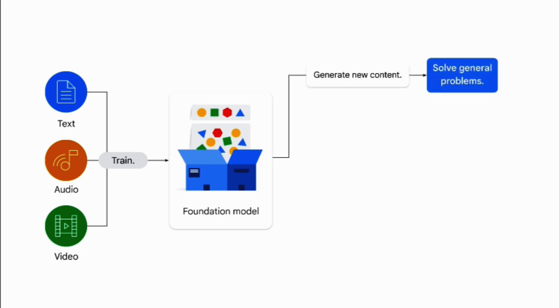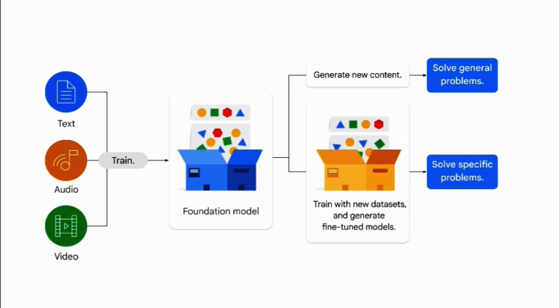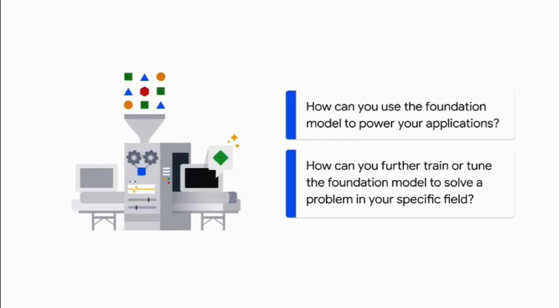The foundation model can then be used to generate content and solve general problems, such as content extraction and document summarization. It can also be trained further with new data sets in your field to solve specific problems, such as financial model generation and healthcare consulting. This results in the creation of a new model that is tailored to your specific needs. How can you use the foundation model to power your applications? And how can you further train or tune the foundation model to solve a problem in your specific field?